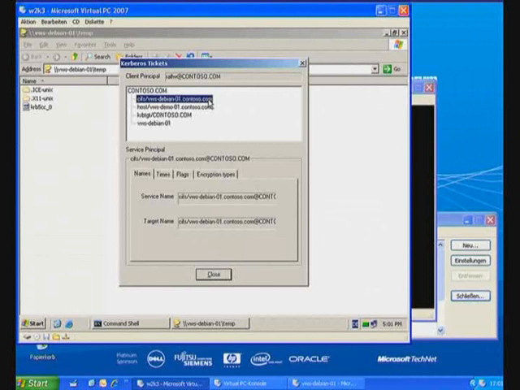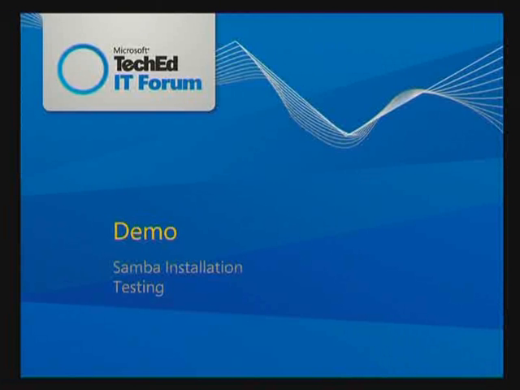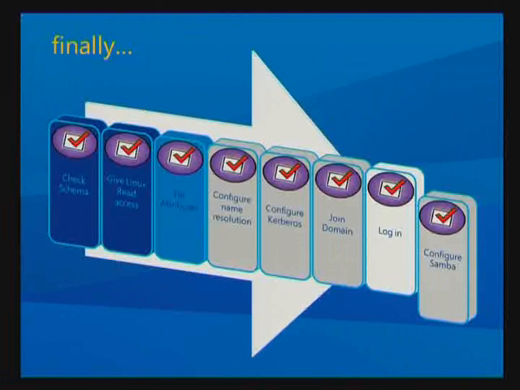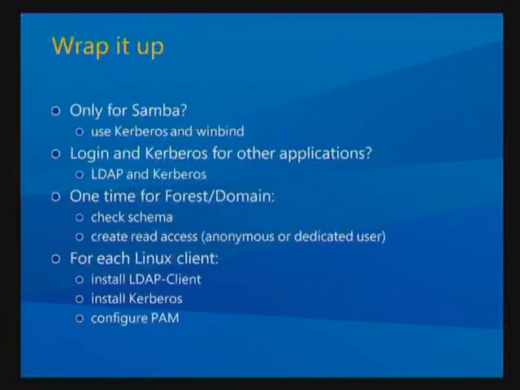So to put this to an end, we have everything fulfilled. We are in the center. And as a wrap-up, if you're only going for Samba for file shares or so, you use the Kerberos and Winbind, for example, you don't have to have any problems of filling attributes, doing schema updates, or something else. If you want to use login and Kerberos for other applications, use LDAP and Kerberos in combination on Samba.